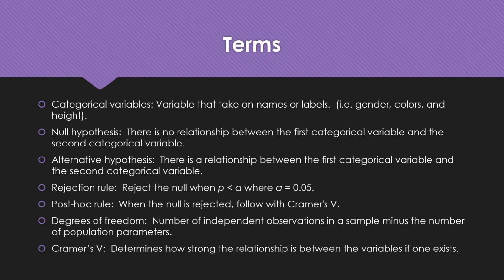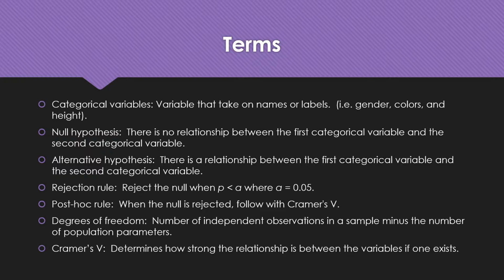Here are some common terms associated with the chi-square test of independence. Let's talk about categorical variables. Categorical variables are different than numerical values. First off, they rely on names or labels and can be examples such as gender, colors, and height. They are not numerical or quantitative in nature.